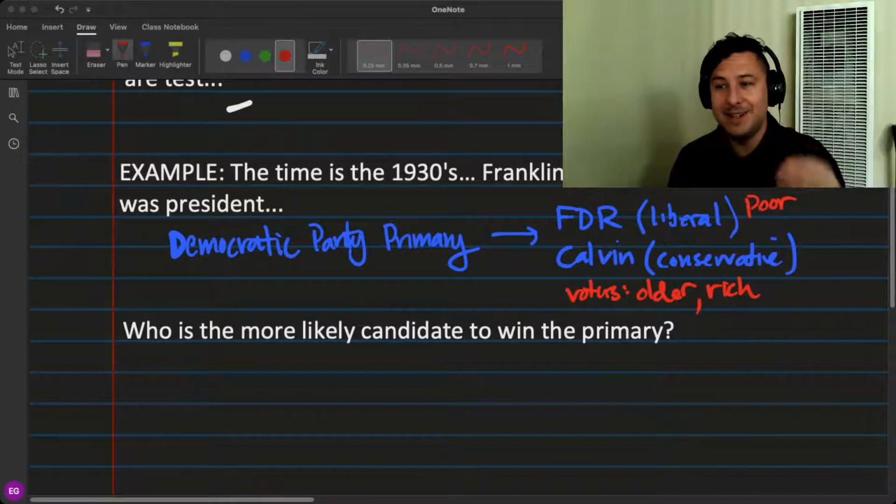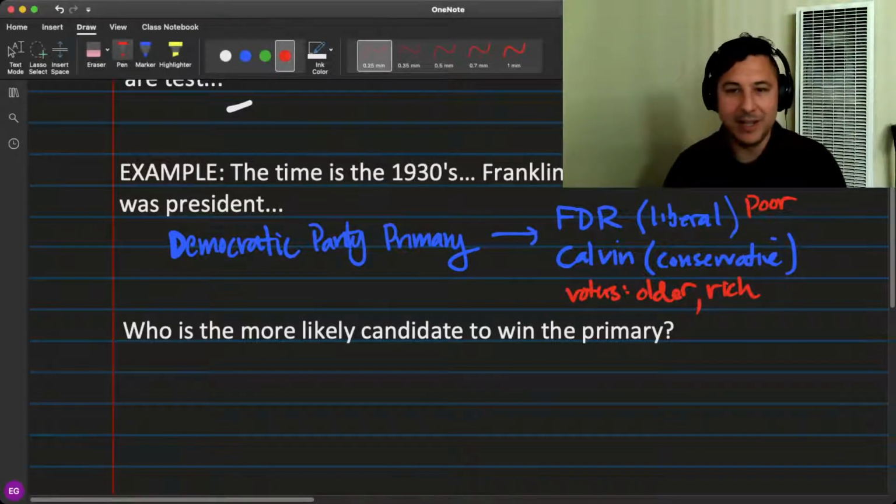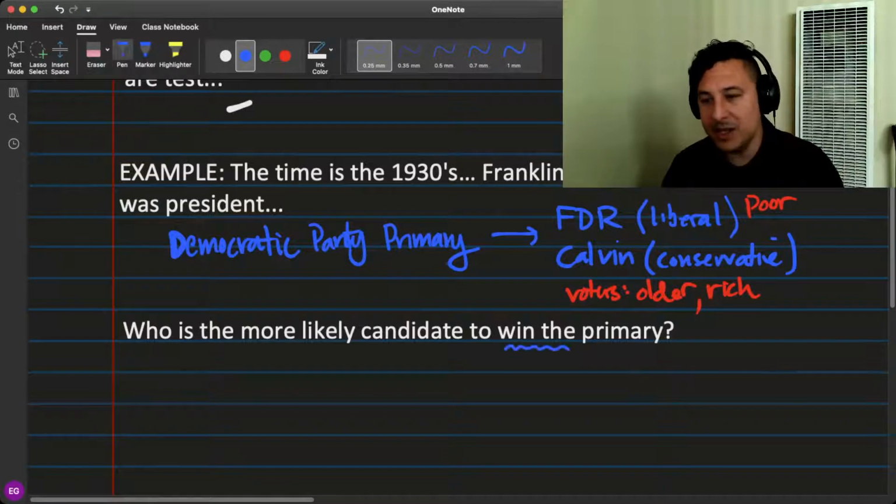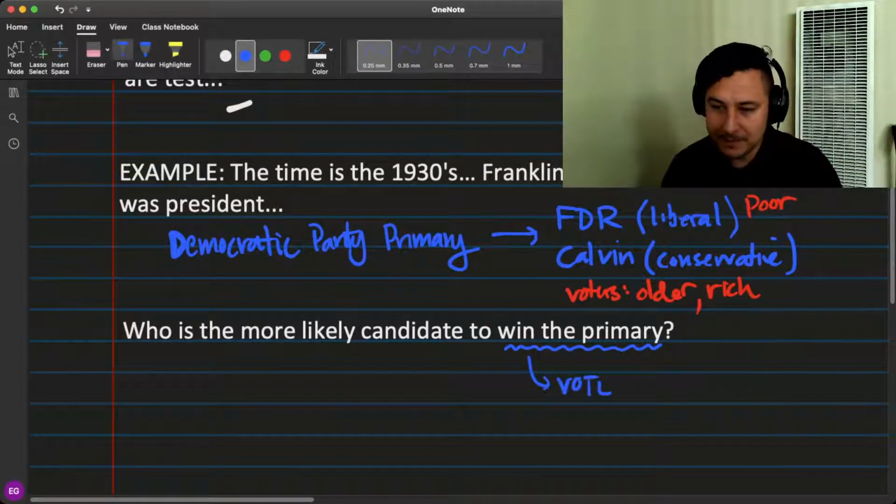Yeah. People vote, right? Exactly. So we look at the popular vote. To actually win the primary, there's a vote that happens. And the thing is, everybody gets to vote.